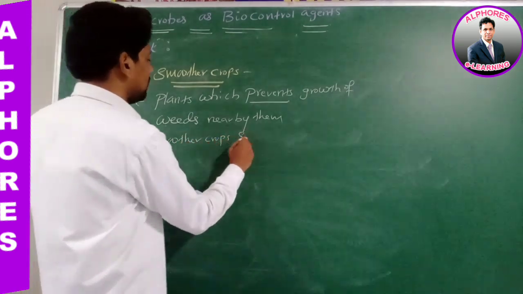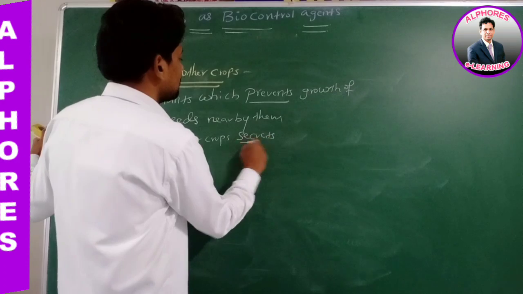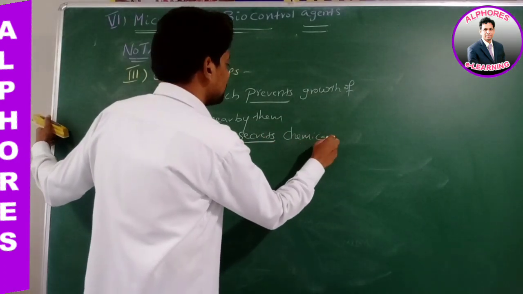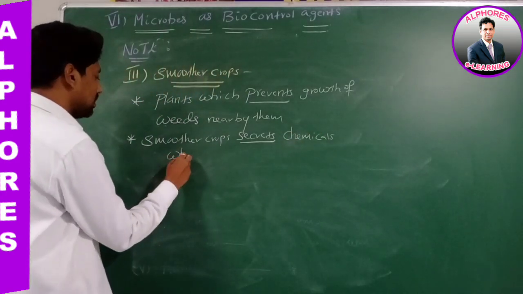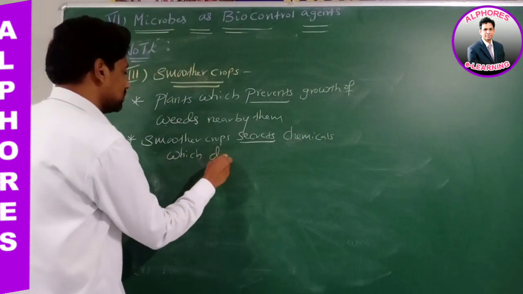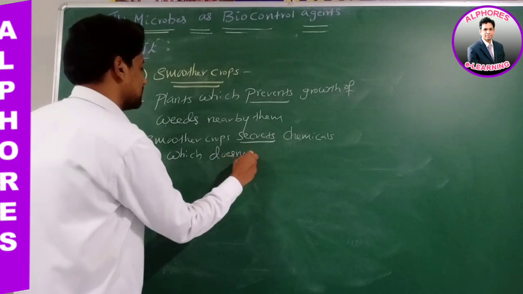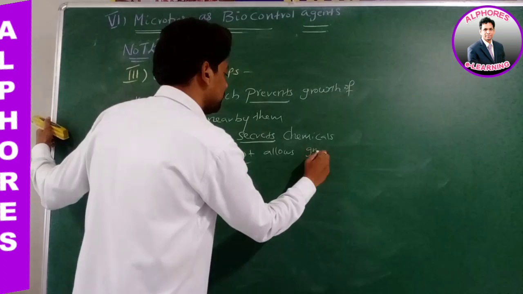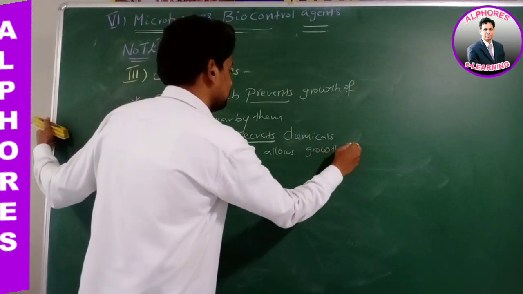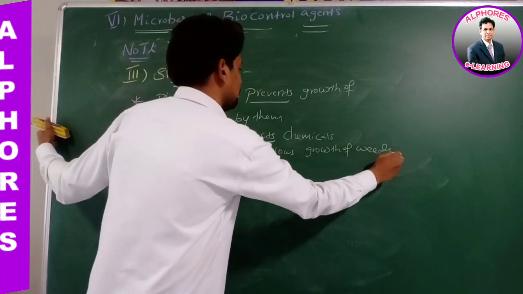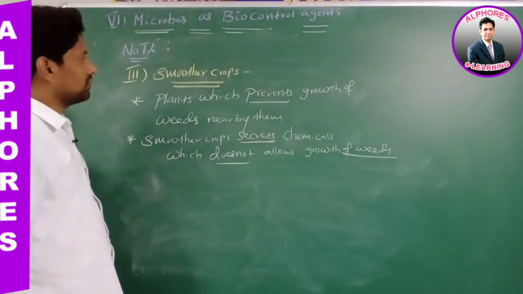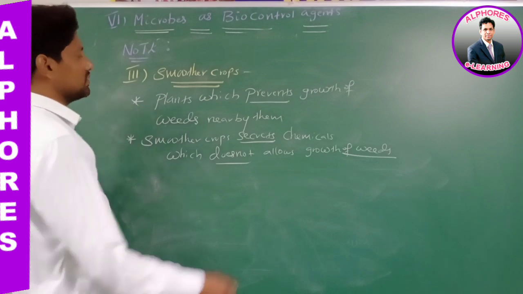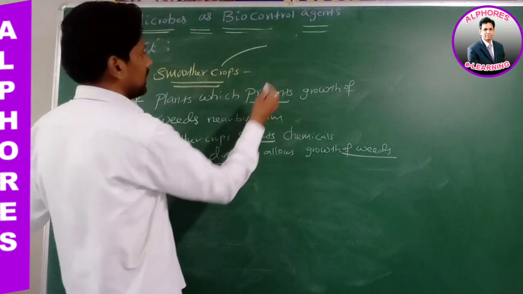Smother crops secrete chemicals which do not allow growth of weeds. What are the examples for smother crops? Number 1, barley.